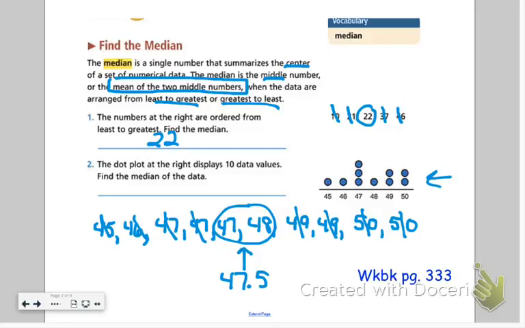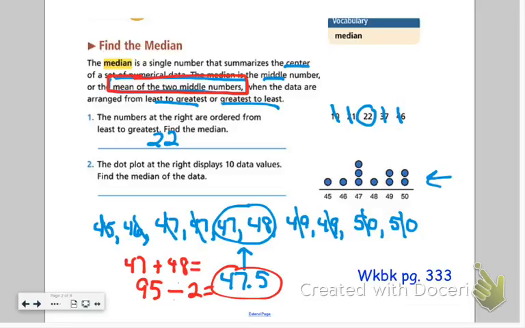If you aren't able to recognize what number is in the middle of 2 numbers, what you want to do is find the mean of the 2 middle numbers. Basically, you add and divide just like you did before. So if I take 47 and I add 48, that'll give me 95. And then if I take that 95 and divide it by the 2 numbers that I have, I'm going to end up with 47.5, 47 and a half. So the median is 47 and a half.